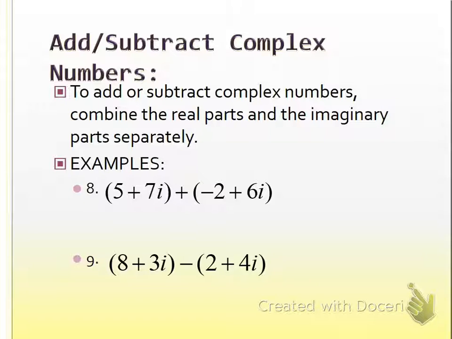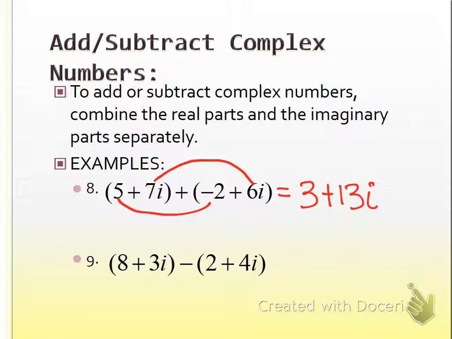All right, on number 8, we go through and we add or subtract the real parts, and then we add or subtract the imaginary parts. So for the real parts on number 8, I'm adding 5 plus what? 5 plus -2. What does that give me? 3. And then I've got 7i plus 6i. What does that give me? 13i. There we go. That's it. That's all we got to do.